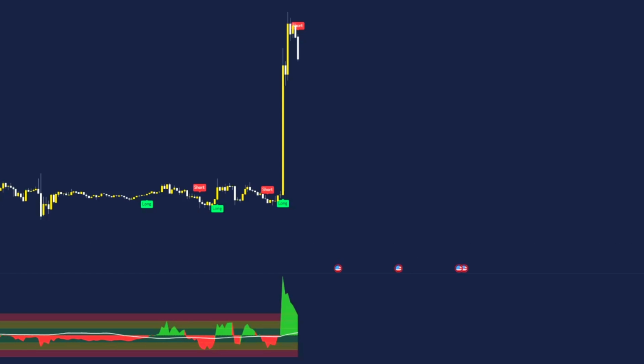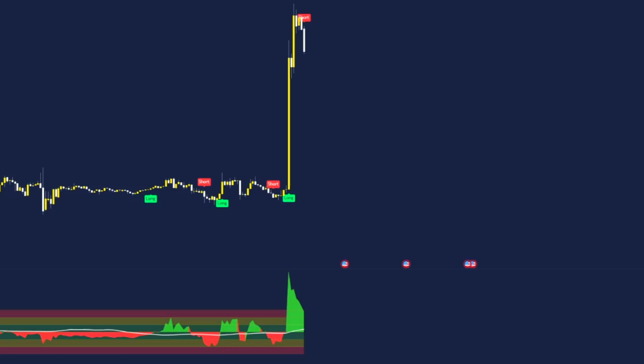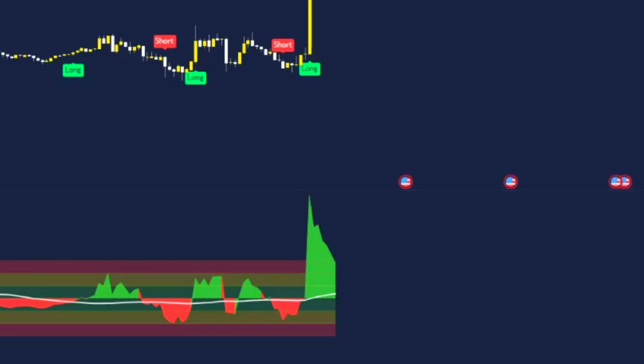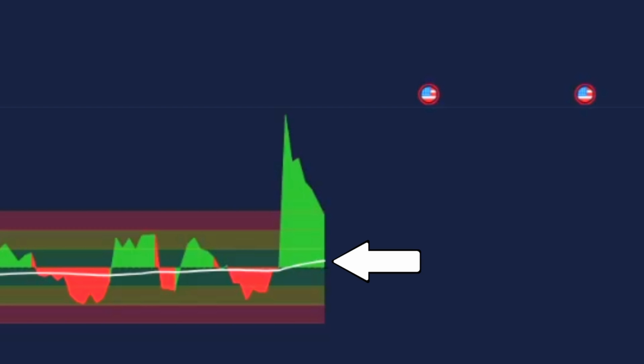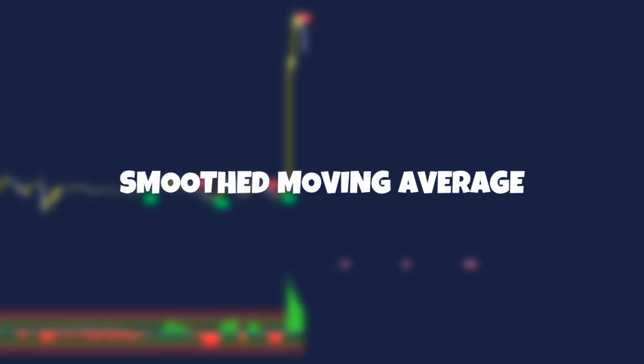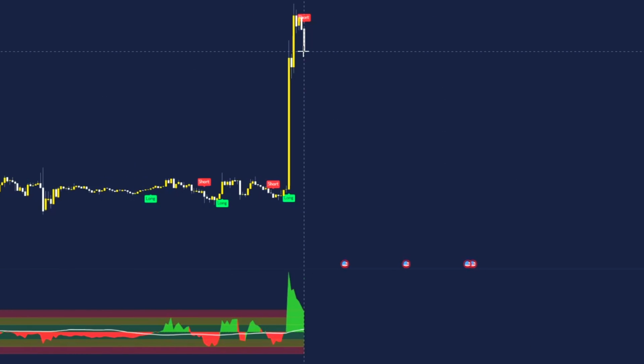And there we go, we now have our short label printed. On the Z-score indicator, price has now come back inside of the zone and is now in the red zone. We want to be entering our trades when price is in either the red zone or the orange zone, or when price crosses this SMA, which is this white line right here, which for beginners is the smoothed moving average. So we'd be entering our trade right here on the candle close.